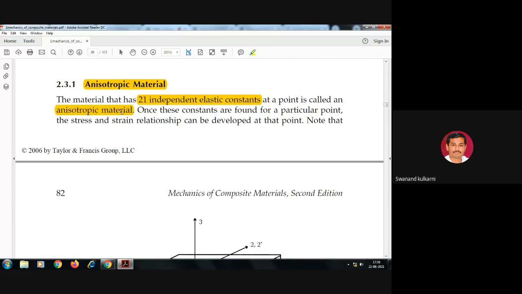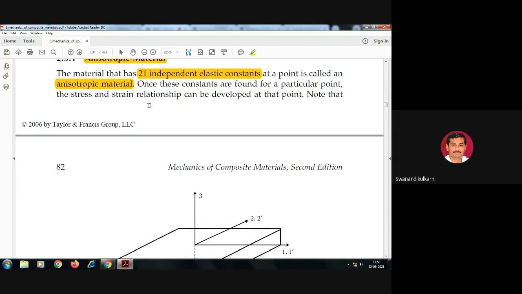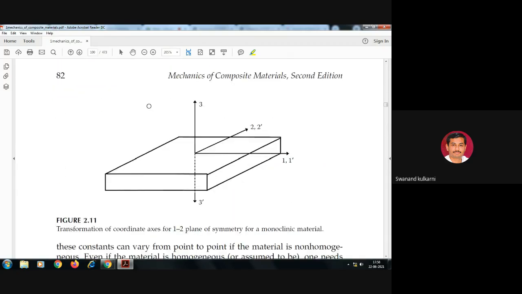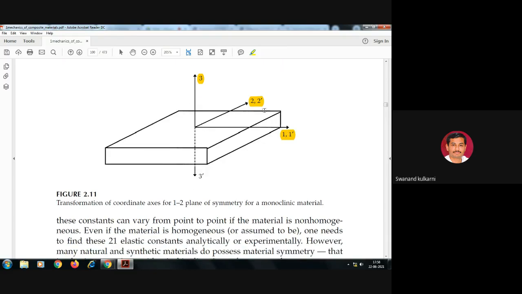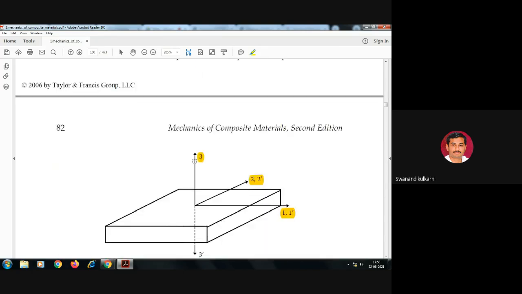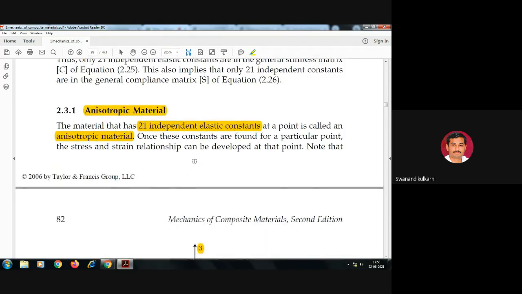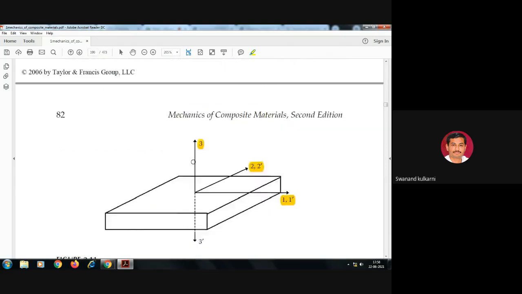Is it okay? In order to understand the concept of anisotropy, we should understand these 21 independent elastic constants, and this will be the anisotropic nature of the material. See here, this is one direction, this is two direction, and this is the third direction. If we consider this as x direction, y direction, and z direction, then suppose 1 and 1 dash, 2 and 2 dash, and 3 and 3 dash are shown here. Once these constants are found for a particular point, the stress and strain relationships can be developed at that point.